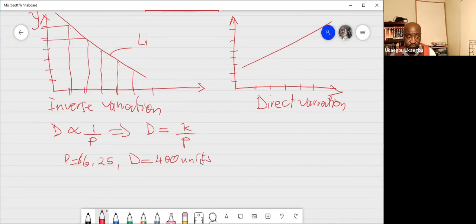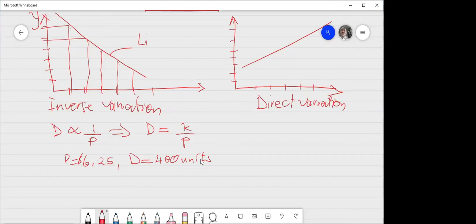Now the question is, what would be the demand when the price of the item changes? Because the price can change. If the price drops to, let's say, $5, do you think more units of eggs will be sold? Yes or no? Yes. You see, that's economics right there. It's called economics.